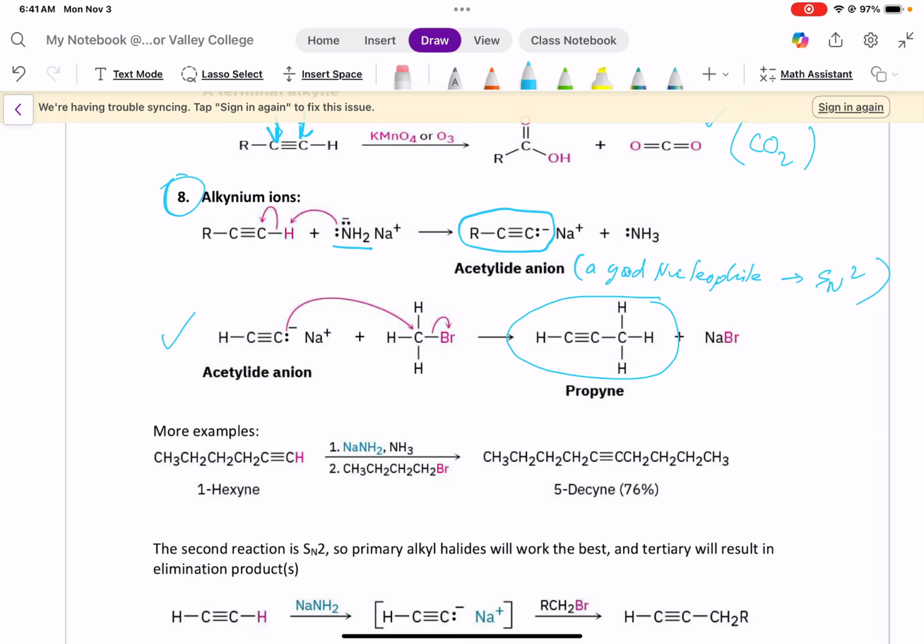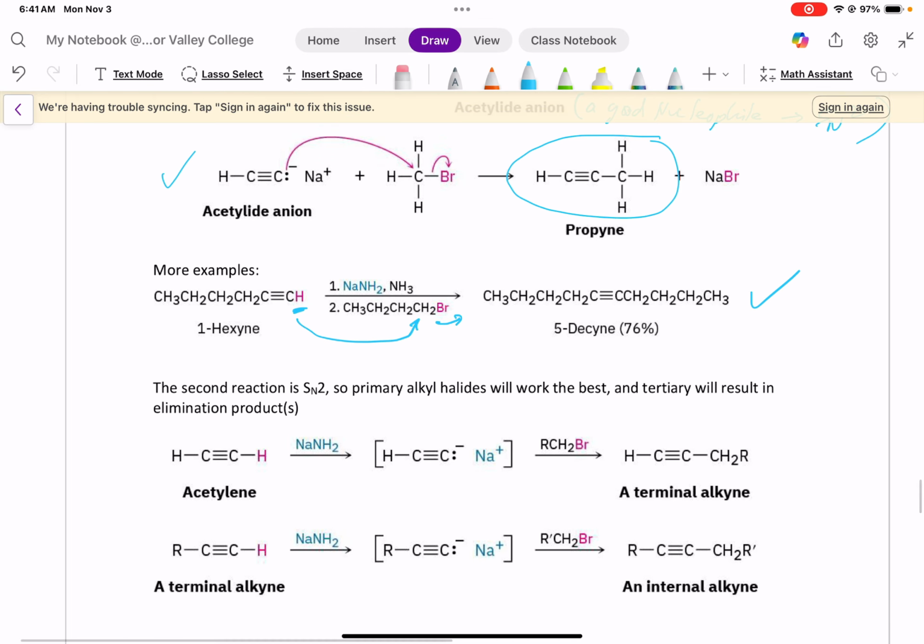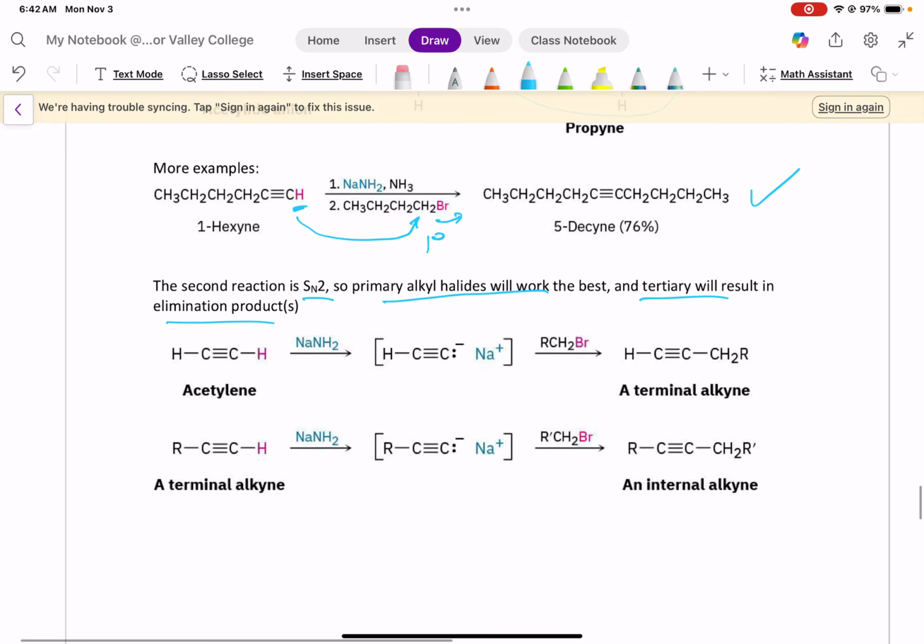Here's more examples. So every time, you have to have a terminal alkyne with CH. That's the only way we can make the connections, to start out with a smaller alkyne and end up with a longer alkyne with more carbons. And we want to do the primary, okay? It's the best. And then if we do tertiary, we'll get elimination products.